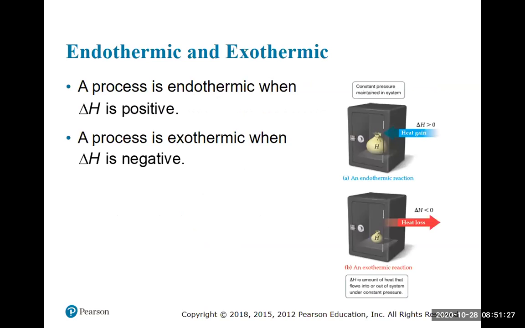Once again, for delta H, just as with delta E and everything else we've talked about, the endothermic, exothermic approach is the same. So if delta H is positive, it's endothermic. If it's negative, it's exothermic. So no matter which of these things we're talking about, whether heat, work, delta E, or delta H, endothermic is a positive number and exothermic is a negative number. That remains the same. So don't get confused on that.